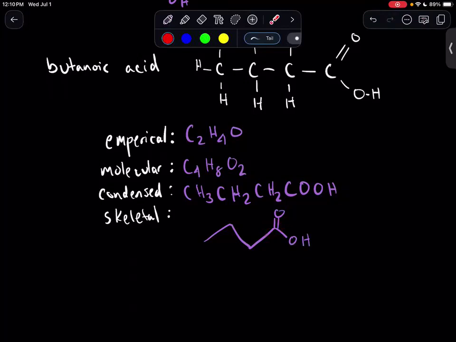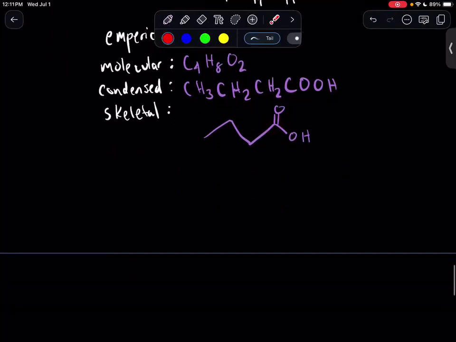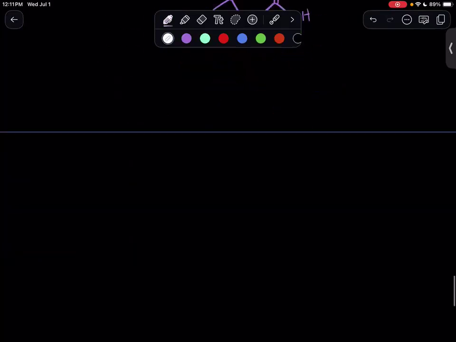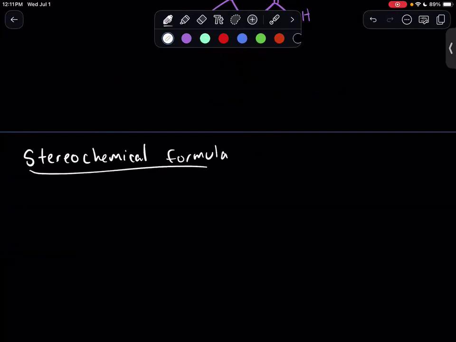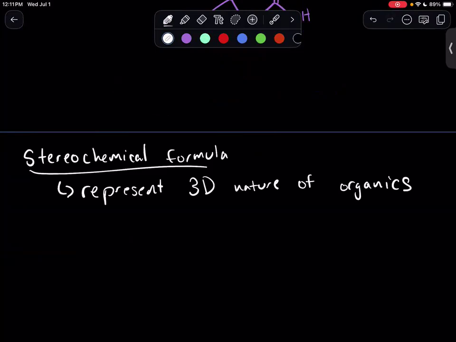All right. So those are the main formulas we're going to be using throughout organic chemistry, but we have one more that we want to focus on just for a moment, and that's called the stereochemical formula. Stereochemical formula is mainly to represent the 3D nature of organics. And it uses a couple different ways of drawing because this is a drawn formula.